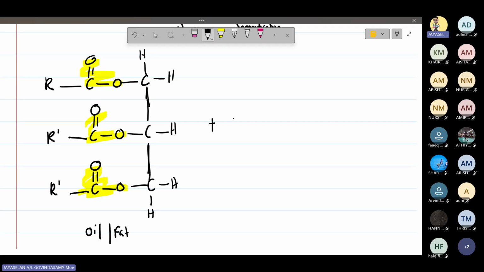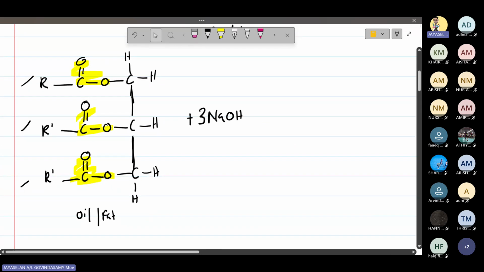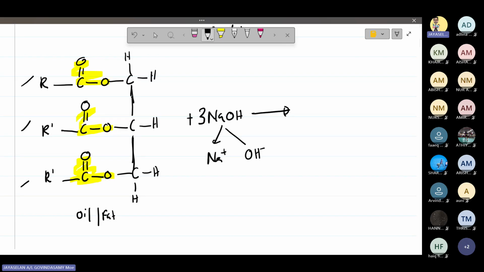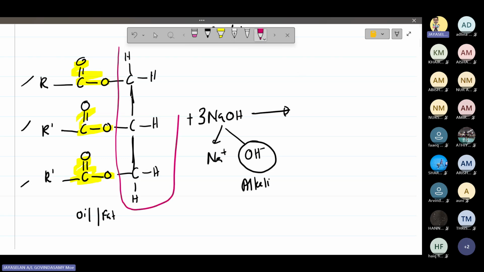Okay, when reacted with sodium hydroxide, we have 1, 2, 3. So therefore, we need 3 sodium hydroxide. What will you get? So here, sodium ion and hydroxide ion will ionize. This ion is a reactive ion. That's why this ion is called the alkaline ion. It will break this structure.